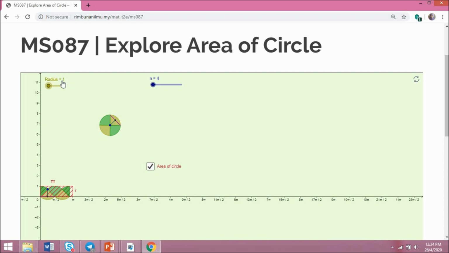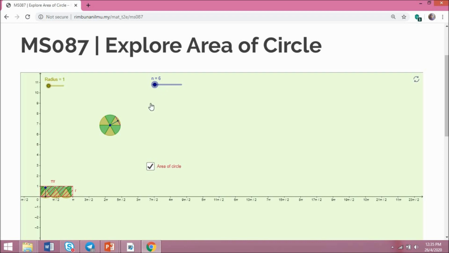Now you have a circle with radius 1 unit, and you divide the circle into 4 parts. Then you arrange the parts of the circle, means you arrange the sectors of the circle, to ensure that you get a rectangle.